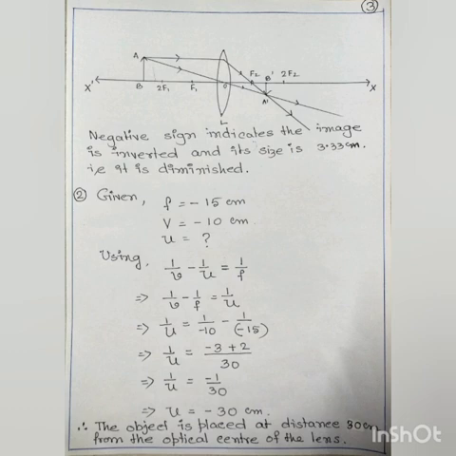Now next question number 2. A concave lens of focal length 15 cm forms an image 10 cm from the lens. How far is the object placed from the lens? Draw the diagram. See, as it is concave lens, f will be minus 15 cm.